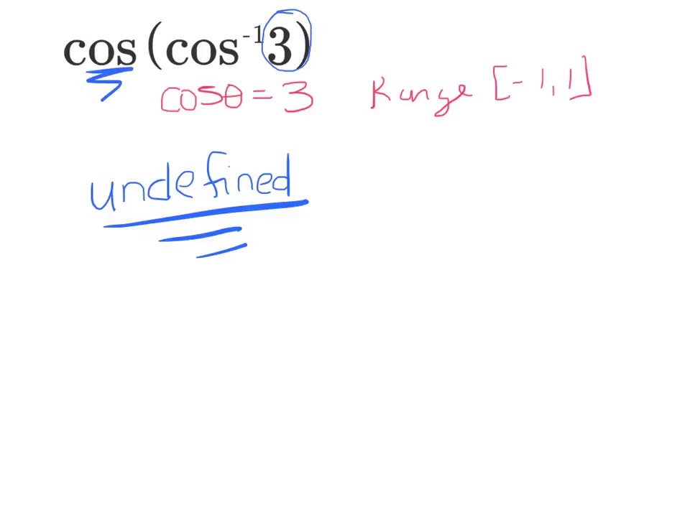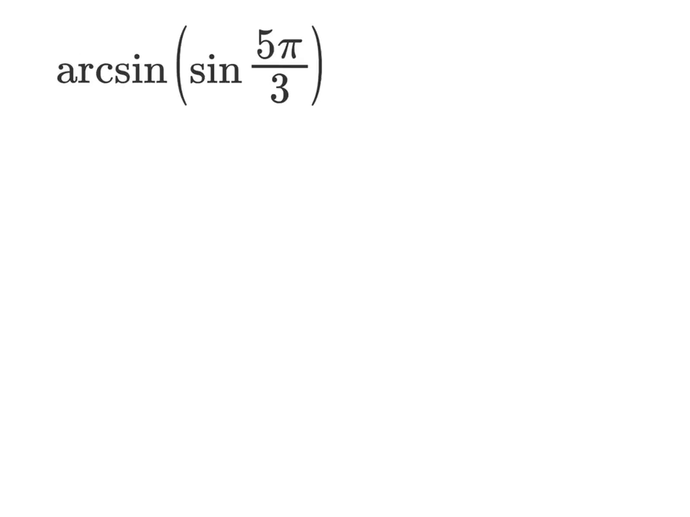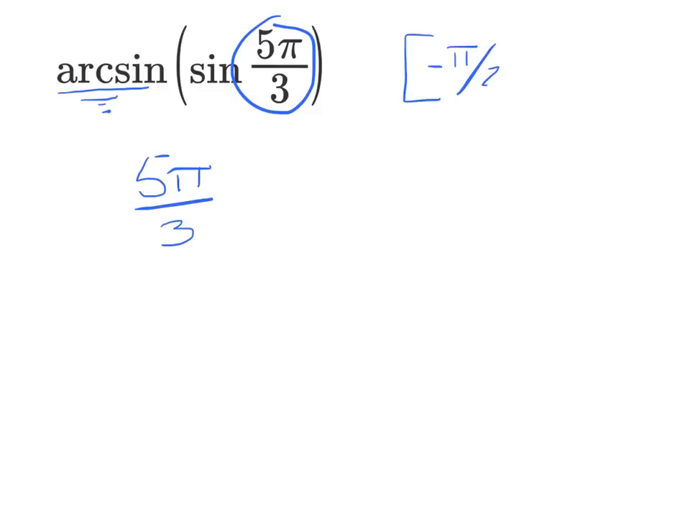Okay, now we're going to switch things up a little bit, where we've got the inverse on the outside. So we're putting the sine function within an inverse function. Now you would expect the same thing to happen here, that we've got sine and inverse sine, so they would undo each other in a sense, and that we'd be left with the angle 5 pi over 3. That is almost true. What we have to take into consideration is the range of arc sine. We know that the range of arc sine is -pi over 2 to pi over 2.